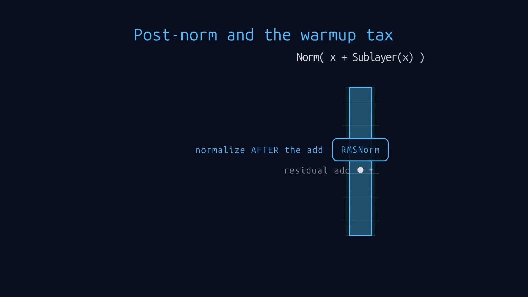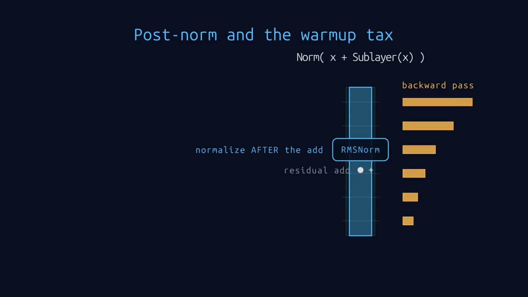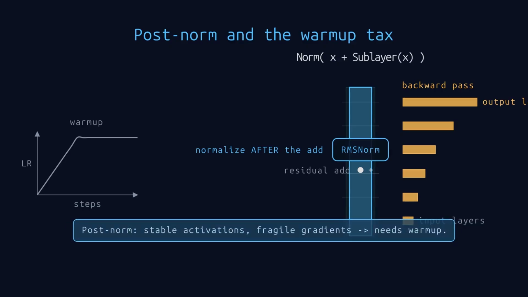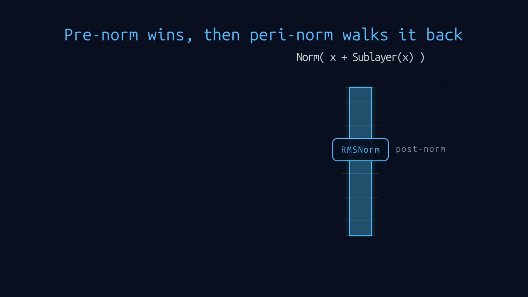The gradients near the output layers come out large, and if you set a normal learning rate, training diverges almost immediately. The historical patch was learning rate warmup. Start the learning rate near zero and ramp it up slowly over thousands of steps, tiptoeing past the unstable early phase. It works, but nobody loved it. It's a fragile knob you have to tune, and it's a sign that the placement itself is fighting you.